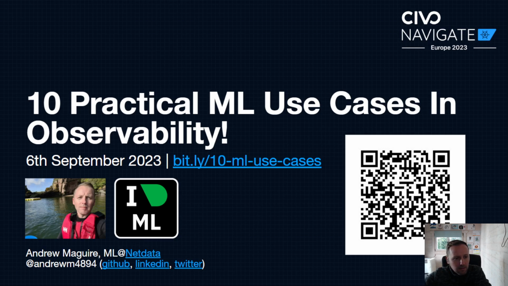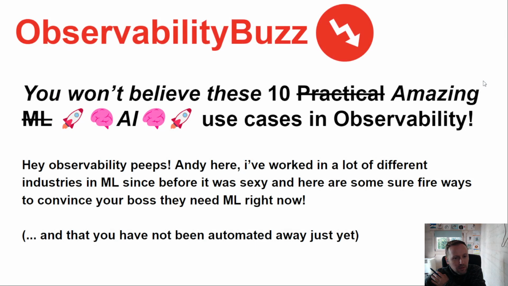The title of the talk was 10 practical ML use cases in observability. So I jazzed it up for the conference a little bit. I thought it was looking like a bit of a listicle, so I leaned into the whole listicle idea, where it was, you won't believe these 10 amazing AI use cases in observability. So we're not doing ML here, we're doing AI now, apparently.